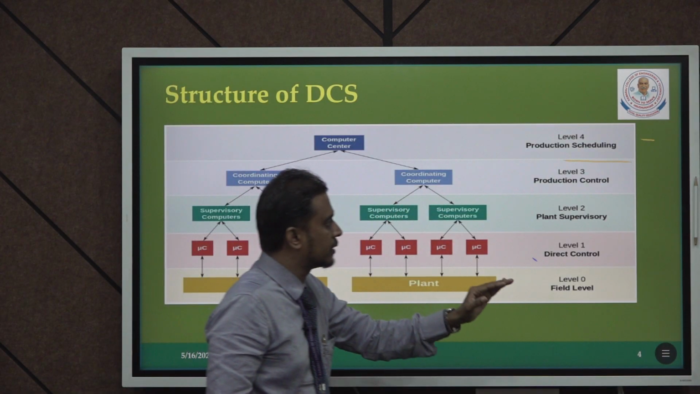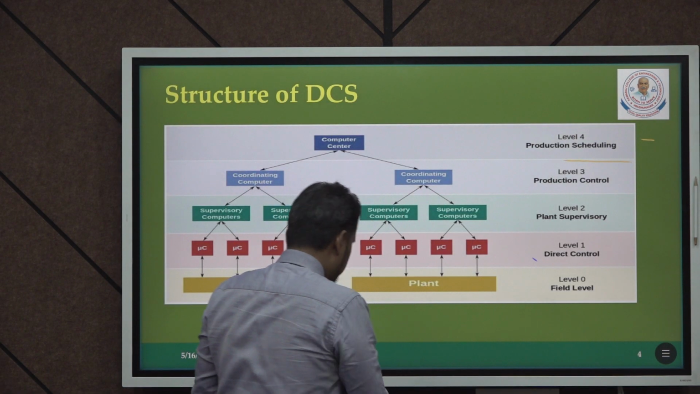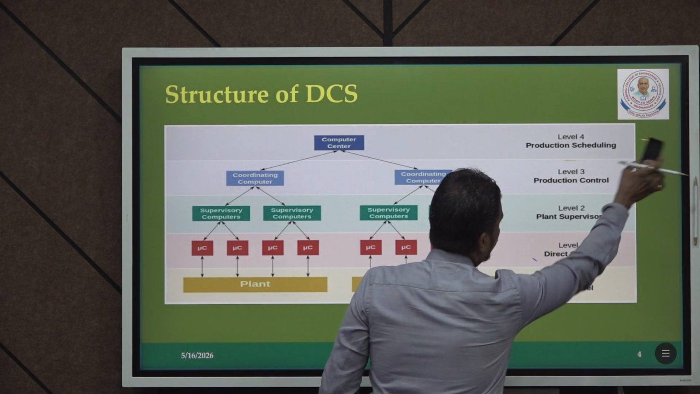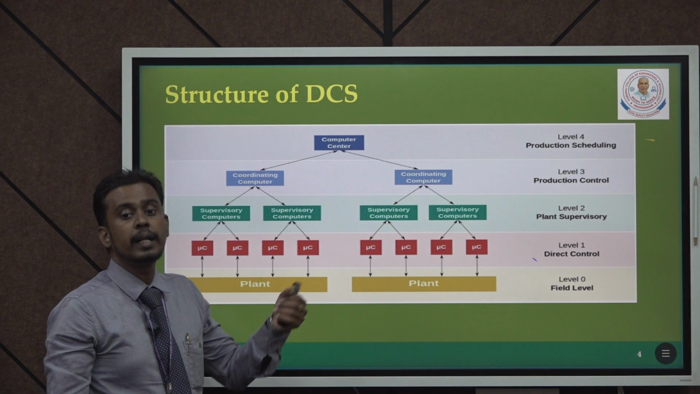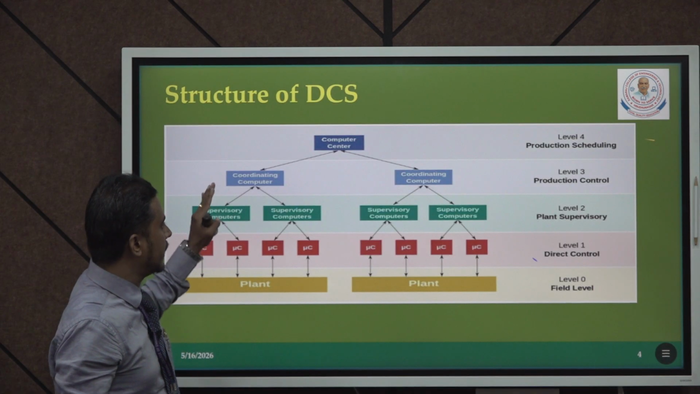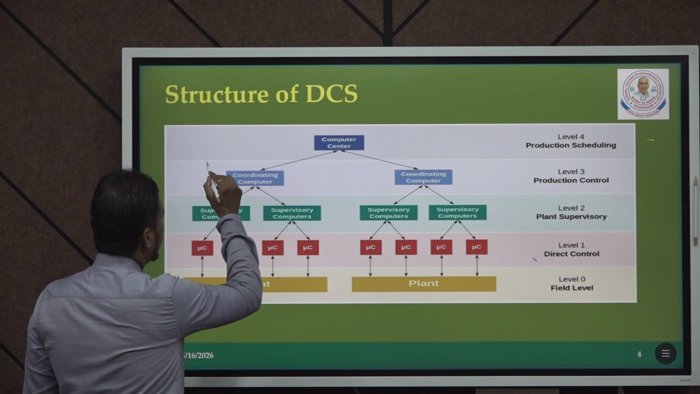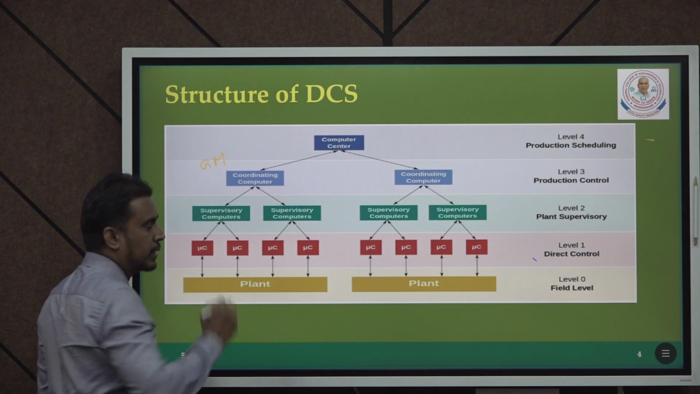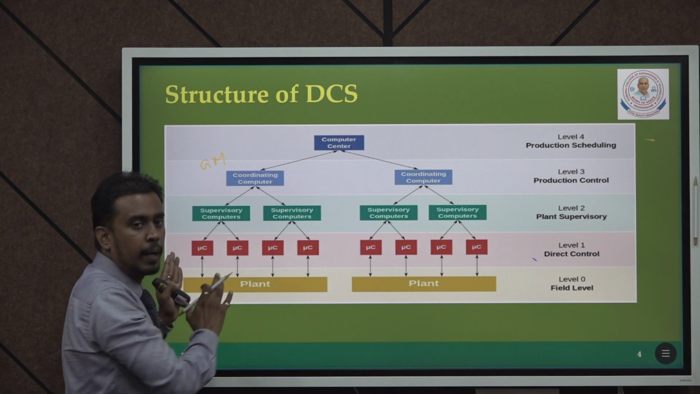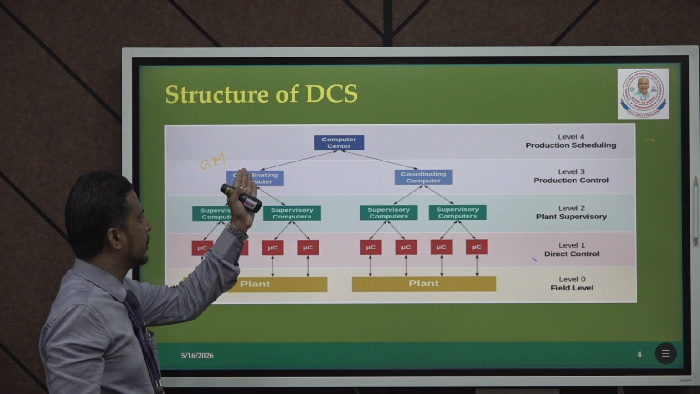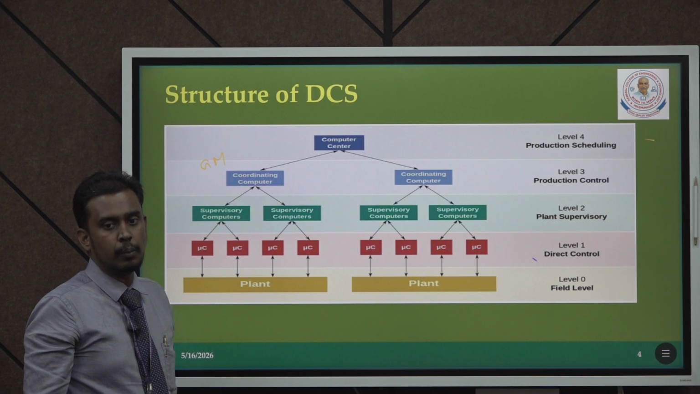Then the next level is the production level. In the production level, each and every supervisory computer is controlled with the help of coordinating computers. These coordinating computers are generally at the general manager level. So, whether the entire plant is in a controlled manner or not can be measured with the help of coordinating computers.